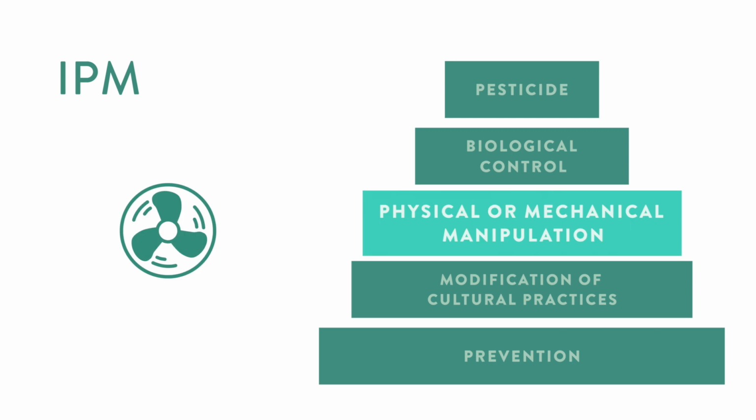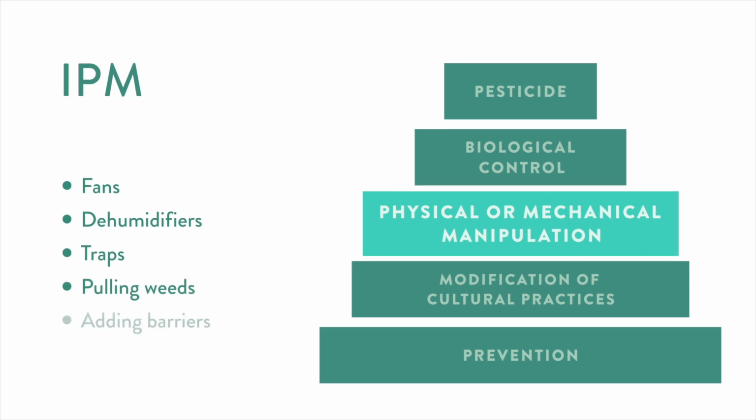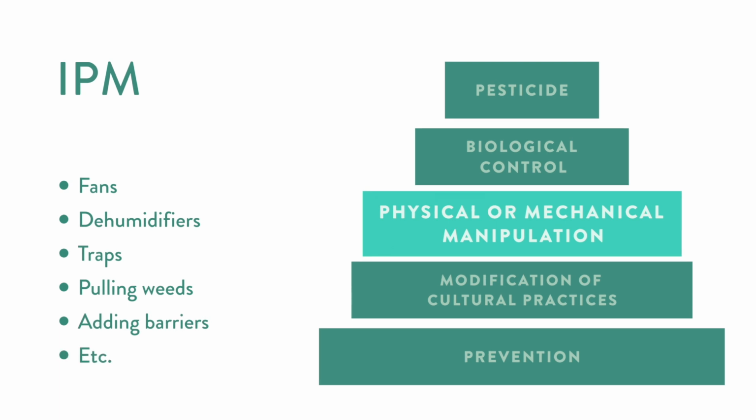Pest issues can also be addressed by physical or mechanical means. Instead of repeatedly treating a mold issue, you could add a fan or a dehumidifier to the area. Traps can be used to kill pests or humanely contain them so that they can be moved to a different area. Physically moving or pulling weeds or adding barriers to your garden are also effective.